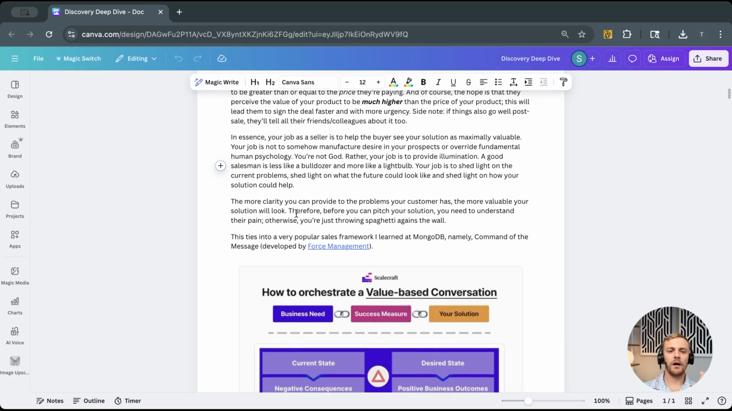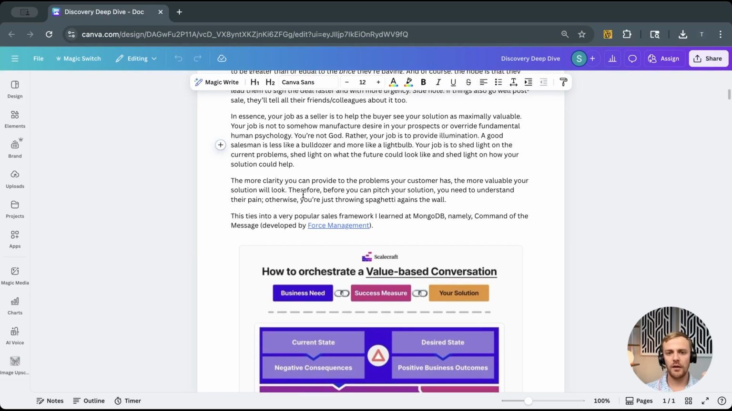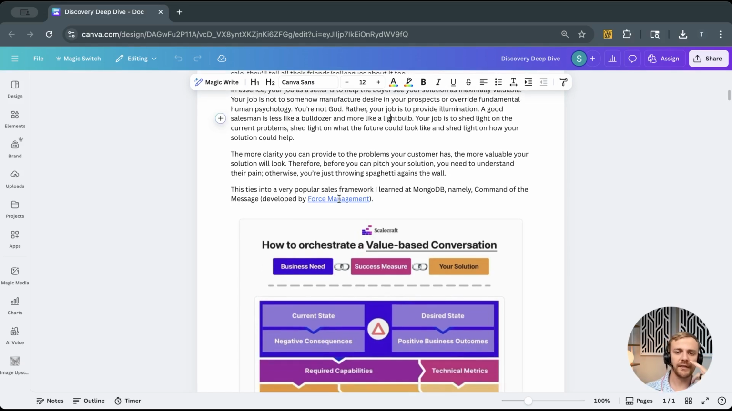Okay. The more clarity you can provide to the problems your customer has, the more valuable your solution will look. Therefore, before you can ever pitch your solution, you need to understand their pain. Otherwise, you're throwing spaghetti against the wall. Many junior sellers do this. I used to do this all the time. I felt the pressure to show how awesome my solution is, but I'd go on blabbering about features that aren't relevant, and I sound like a typical salesman, and I sound like an idiot.